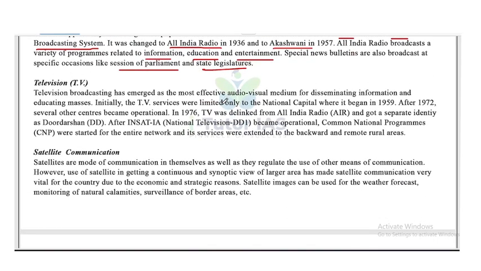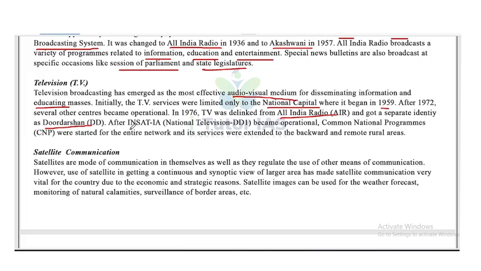Now television. Television broadcasting has emerged as the most effective audio-visual medium for disseminating information and educating masses. Initially, TV services were limited only to the national capital, where it began in 1959. After 1972, several other centers became operational. In 1976, TV was de-linked from All India Radio and got a separate identity as Doordarshan.